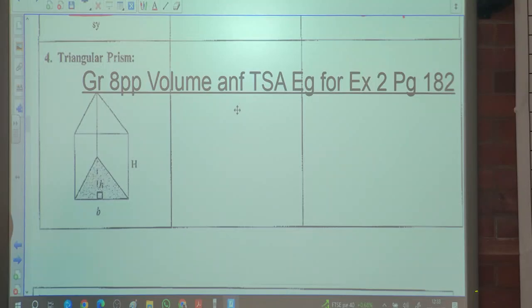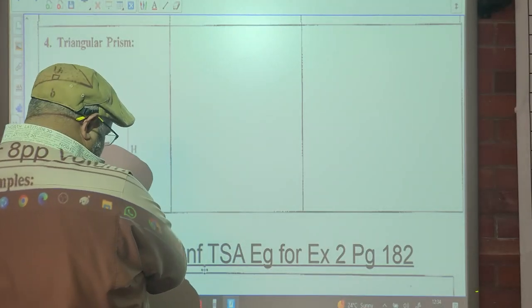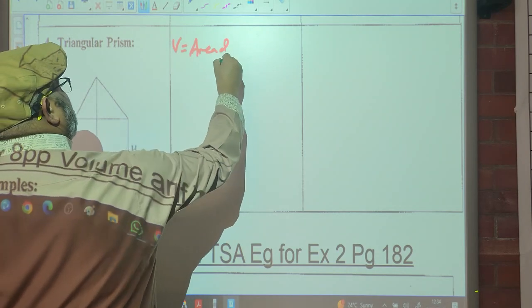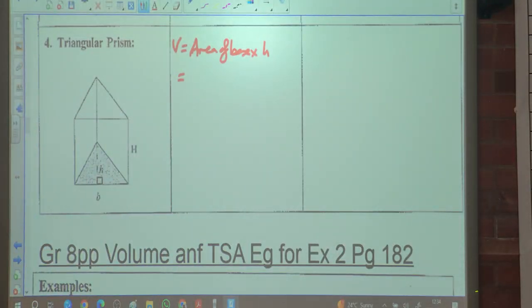Number 4. Here we have a triangular prism, a triangular base prism. For the volume, how do you calculate volume? Area of base times height. You'll see we always start off with it, because I don't memorize all the formulas. I just memorize that the volume is area of base times height, while the total surface area is perimeter of base times height plus twice area of base. From there I formulate for the prism itself.